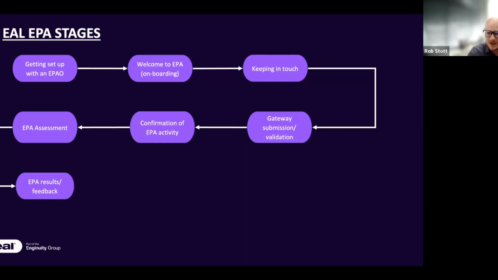When you move to the welcome, you'll be welcomed. You'll receive a welcome email. You'll be sent logins in terms of the EPA system. You'll be sent any handbooks, any digital content. Once you begin to register learners, that's when you will be sent the specific assessment guides for this particular standard.